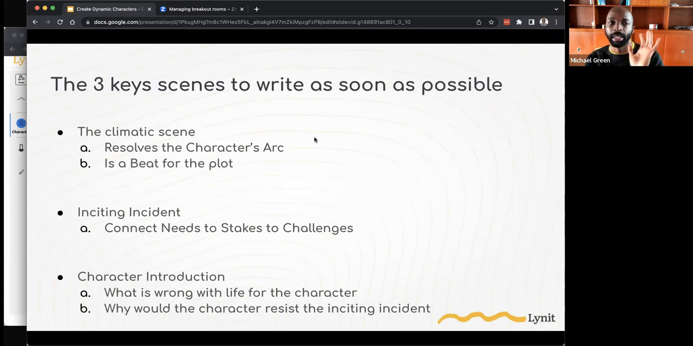But the climactic scene that resolves the character's arc is also a beat for the plot. So it's not just that the character realized the true meaning of friendship in that scene, but also, how does that progress the plot? So really try to tie your character's development to the plot. Now, if it's the main character, maybe you want this to not just be a beat in the plot, but also the resolution of the plot. That's possible, but it's not required. But at the minimum, it should be a beat for the plot.